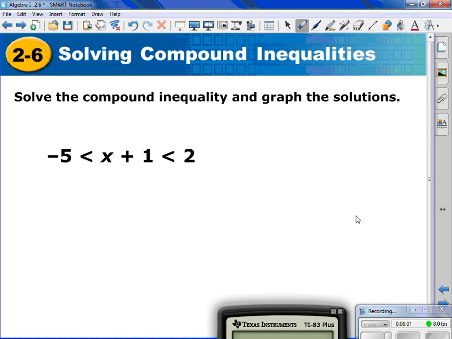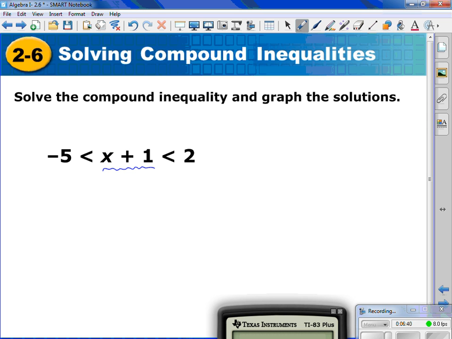When we actually solve compound inequalities algebraically, I have -5 is less than x plus 1 is less than 2. I'm going to show you the easiest way to do this problem. I can break this into 2 problems, or I can leave it as 1. I'm going to leave this as 1 problem. I want to get x by itself in the middle.